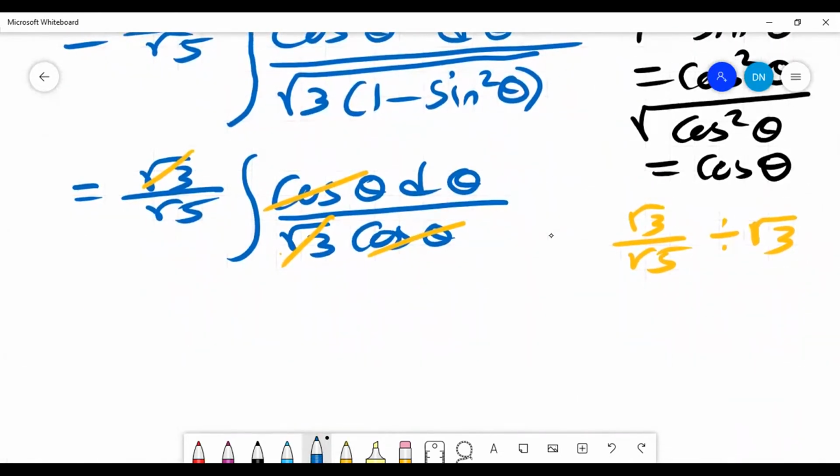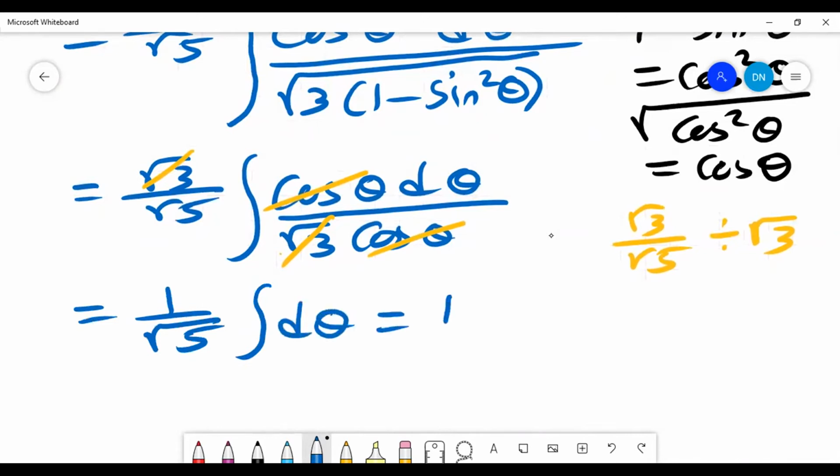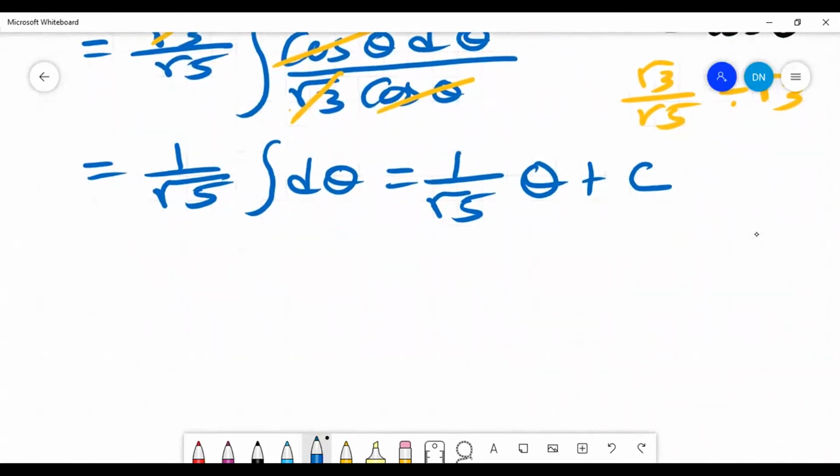And therefore, this gives me 1 over square root of 5 integral of d theta, which is 1 over square root of 5 theta plus c. That is our solution, but I would not leave the answer to that point. Why? Remember, our original equation was in terms of x.